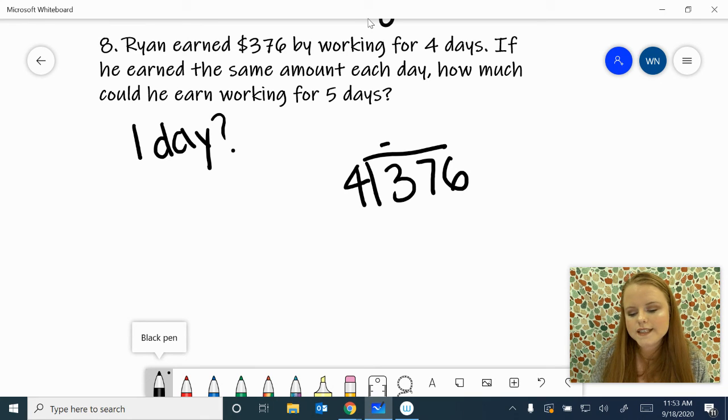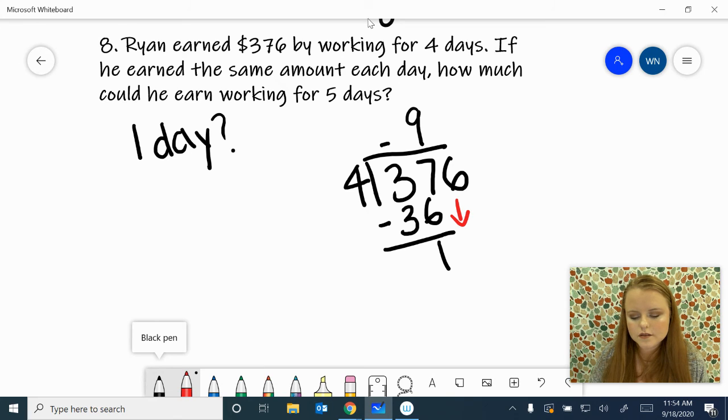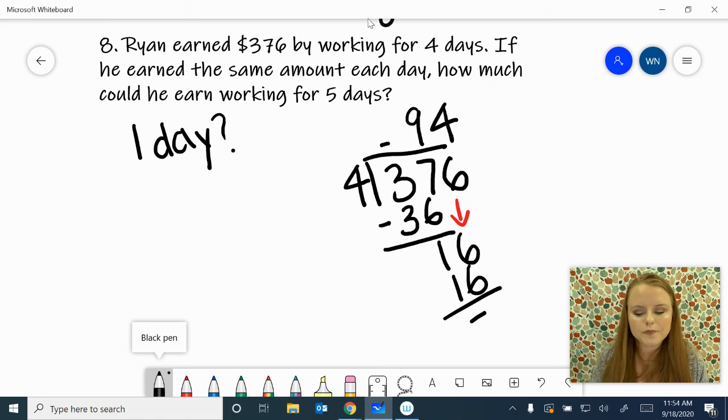4 can go into 37 9 times. 9 times 4 is 36. Now let's subtract. 37 minus 36 is 1. Let's bring down our 6. 16 divided by 4 gives us 4, because 4 times 4 is 16, and we have no remainder. So we know that in 1 day he earned $94.